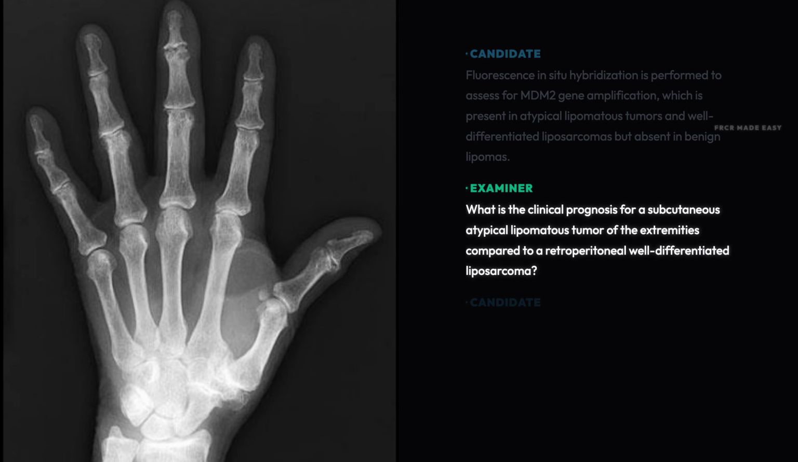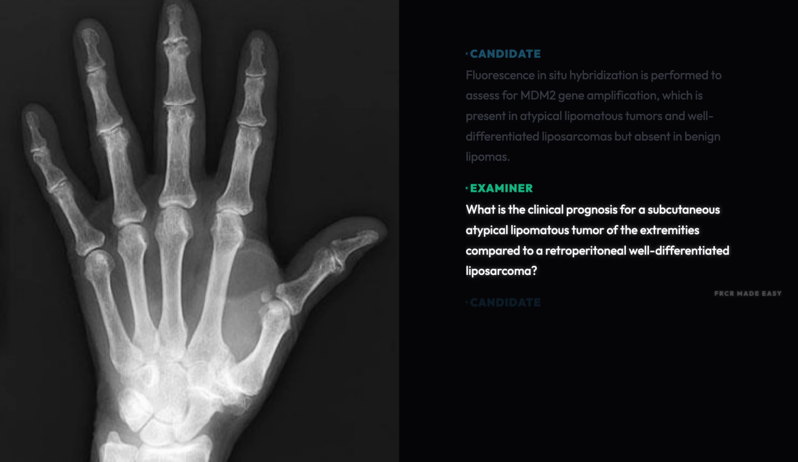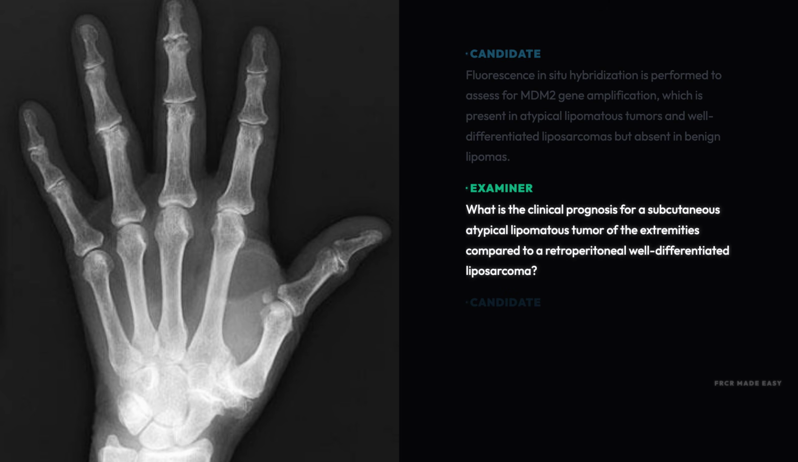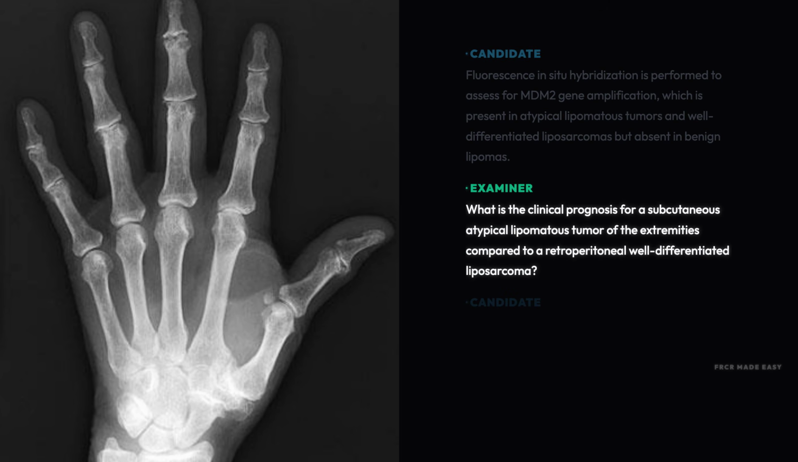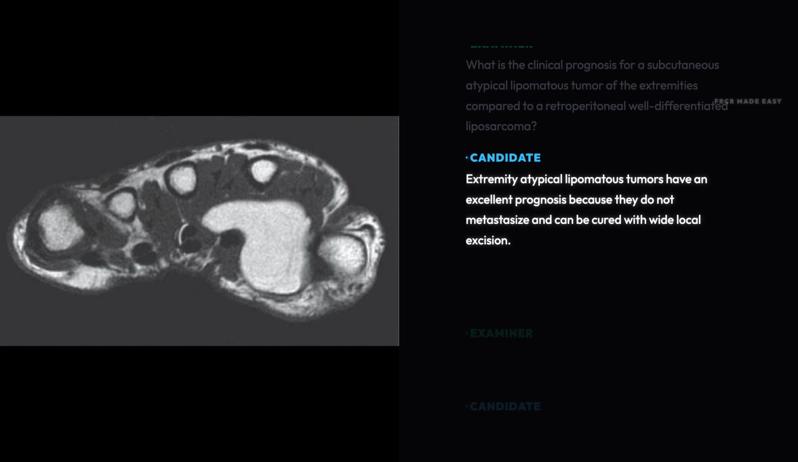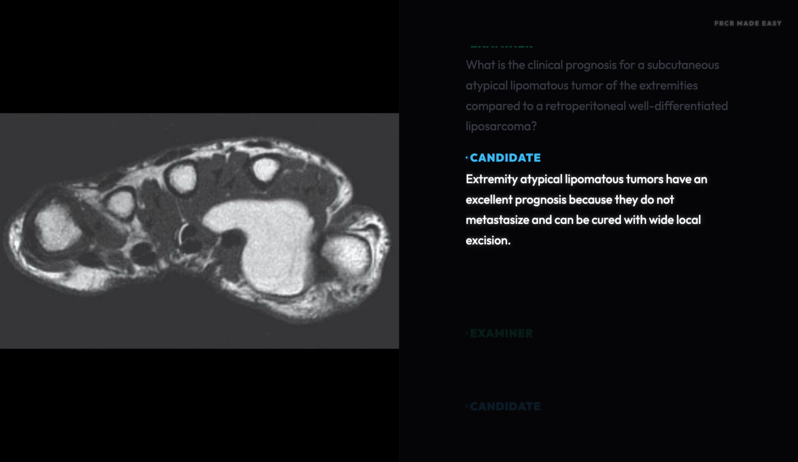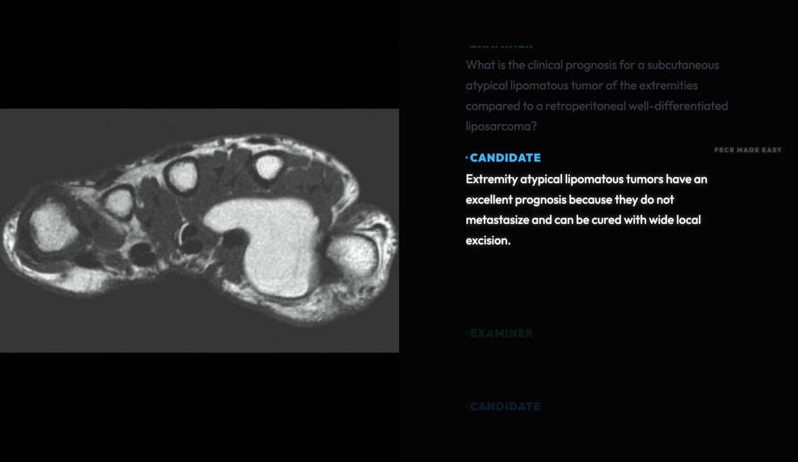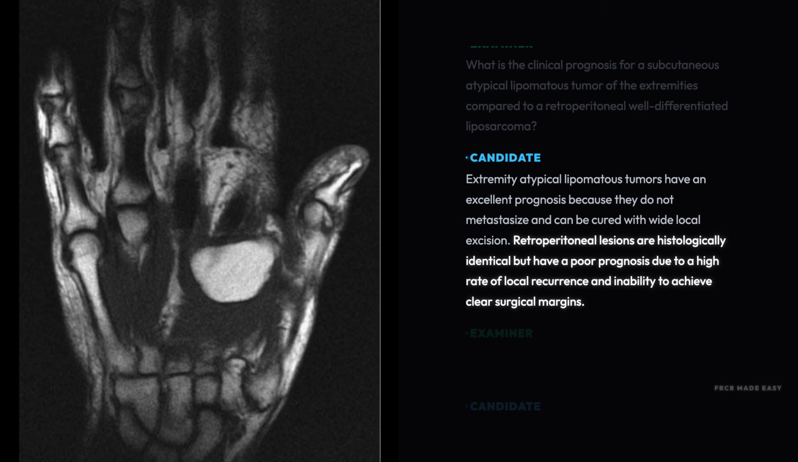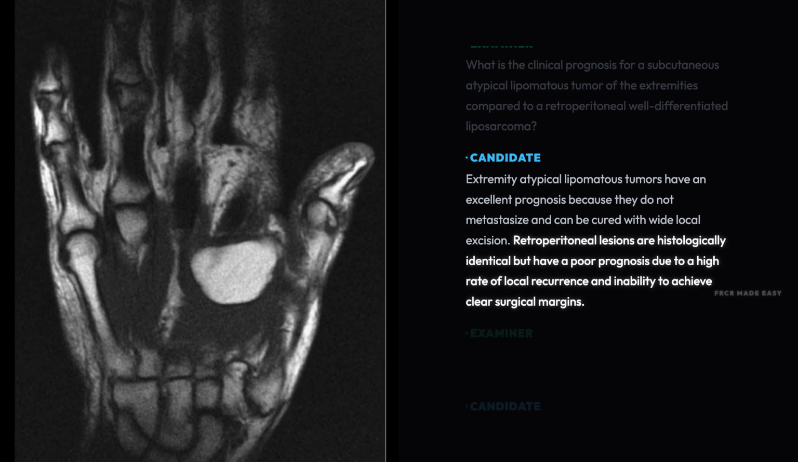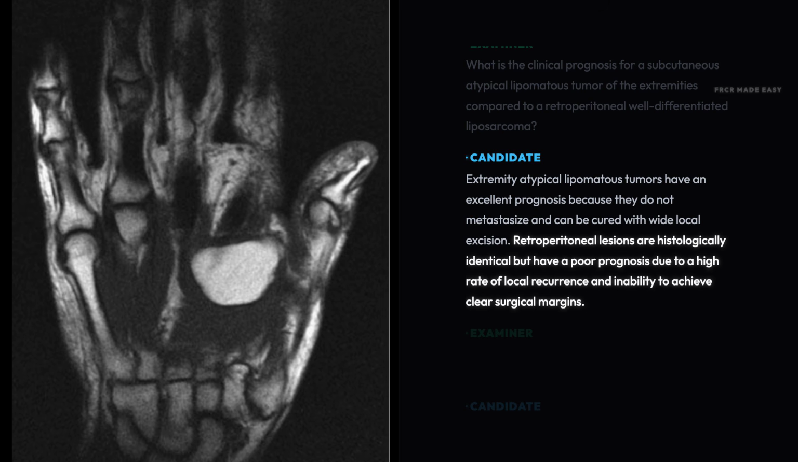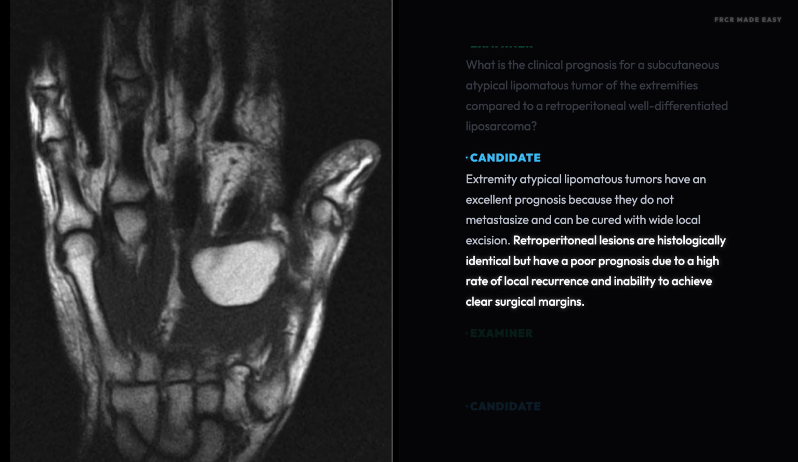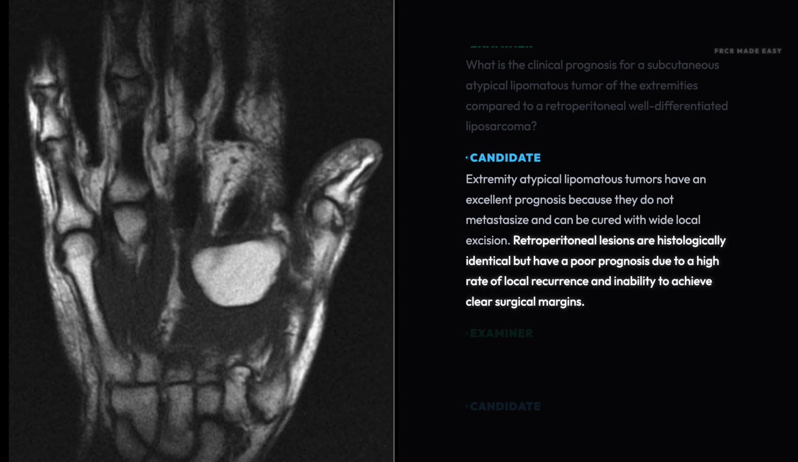What is the clinical prognosis for a subcutaneous atypical lipomatous tumor of the extremities compared to a retroperitoneal, well-differentiated liposarcoma? Extremity atypical lipomatous tumors have an excellent prognosis because they do not metastasize and can be cured with wide local excision. Retroperitoneal lesions are histologically identical, but have a poor prognosis due to a high rate of local recurrence and inability to achieve clear surgical margins.